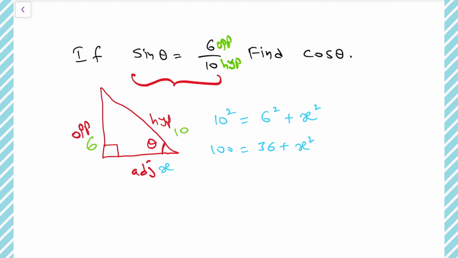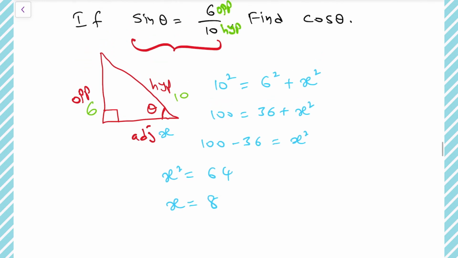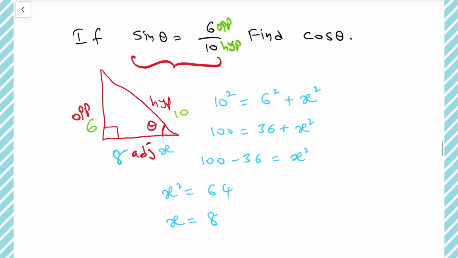I need to find out the x value, so take 36 to the left side, then we get 100 minus 36 is equal to x square. So x square is equal to 100 minus 36, which is 64. x square is 64. Then what will be the x value? It is 8, the square root of 64, 8 units. So this adjacent will become 8.